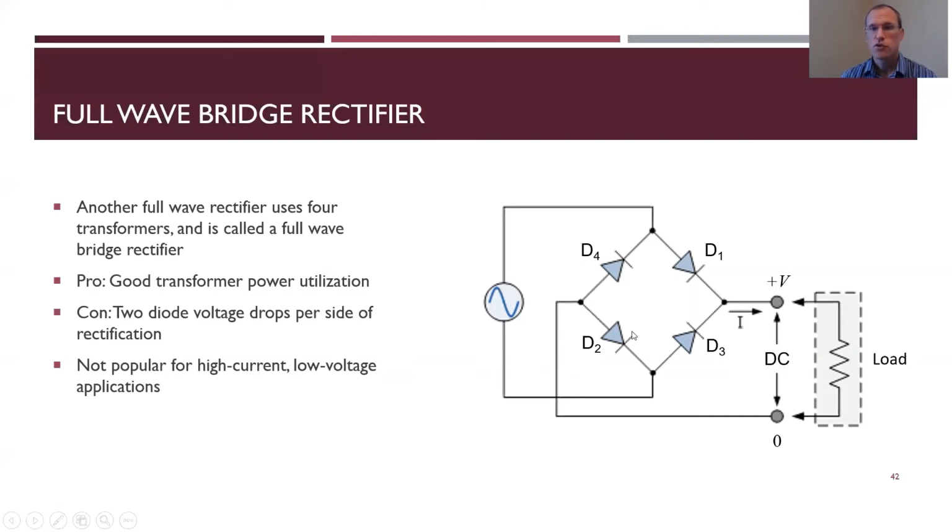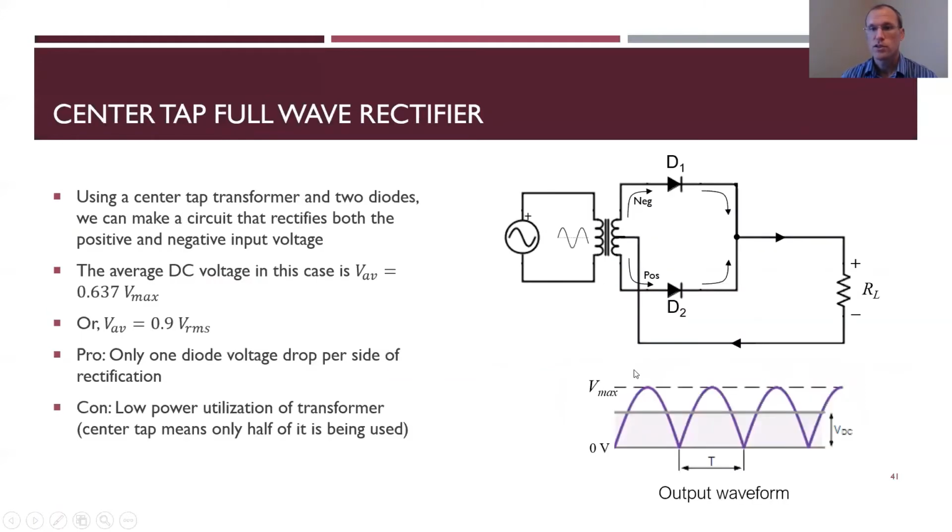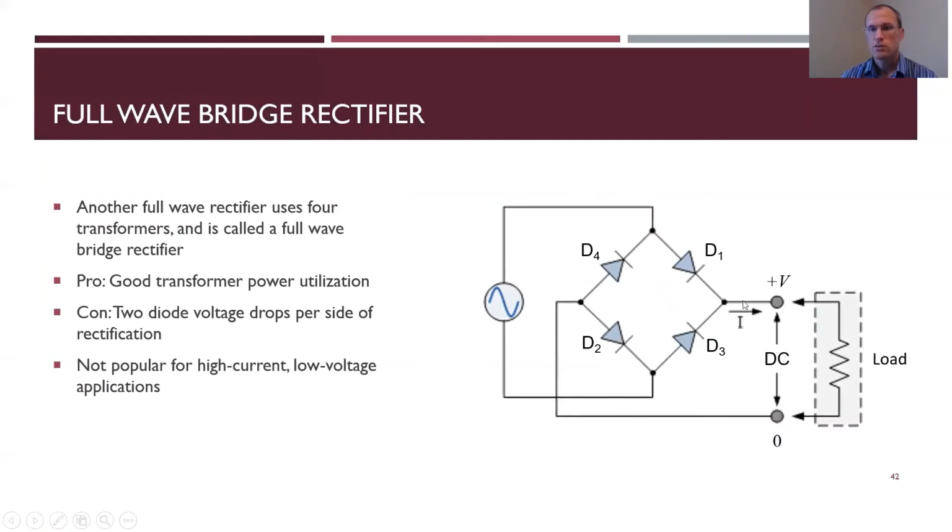But you have 2 voltage drops per side. Anywhere you go through, you're either going through D4 and D1, or you're going through D2 and D3. So you go through 2 diodes, which means 2 voltage drops, and that is twice the reduction. If you're dealing with a small voltage source, only like 1 or 2 volts, you have to drop 0.6 volts across 2 of them. That's obviously not a good thing to do. If you're dealing with a high voltage source, then this is not an issue. So it's not popular for low voltage applications for obvious reasons.